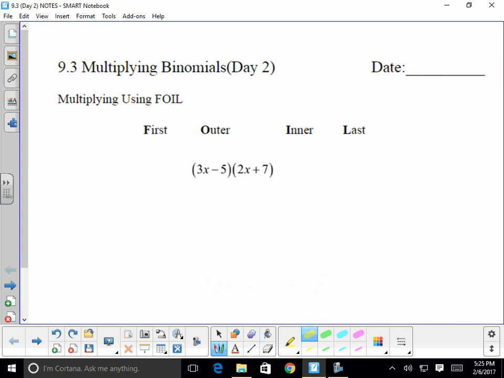9.3 Day 2 notes. In this video, we are looking at multiplying binomials using the FOIL method. FOIL is an acronym that stands for first, outer, inner, last. One thing I want to point out is that the FOIL method is going to look very similar to the distributive property, but I want this to be mental math. So yes, your teacher is telling you that she does not want you to show your work.